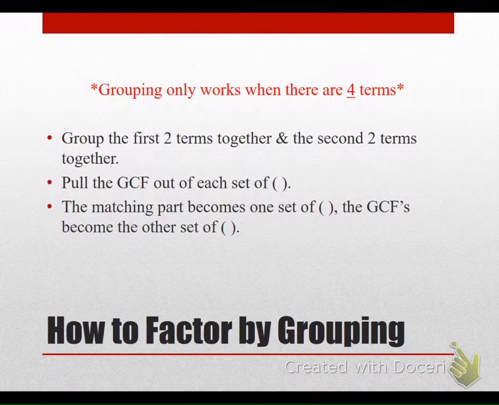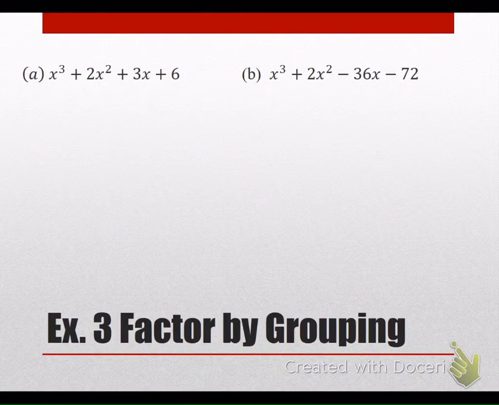First of all, when you look at example 3, do you think it's important when we're going to factor by grouping that our problem is in descending order or standard form? Yes. Okay, so looking at A and B, let's go ahead and look at them both. Are they both in standard form? Yes. All right. Do they both have 4 terms? Yes. Okay, then we know that factor by grouping is actually going to work. So here's what it looks like.